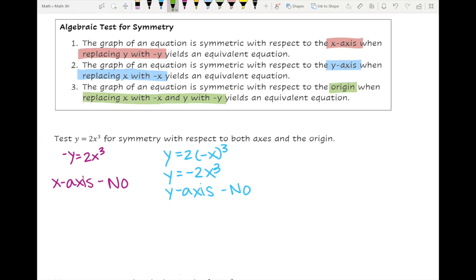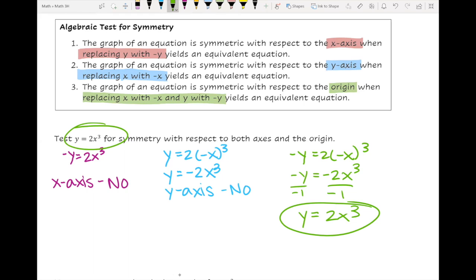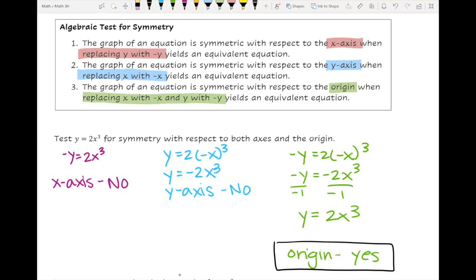All right, and then to check and see if it's symmetric with respect to the origin, we are going to replace the x with a negative x and the y with a negative y. We're going to do both. So algebraically, this again gives me a negative 2 times x cubed. And if I divide by negative 1 on both sides, I am now down to y equals 2x cubed, which is what we started with. So for that reason, this is symmetric with respect to the origin. Okay, so that's how I can algebraically tell.